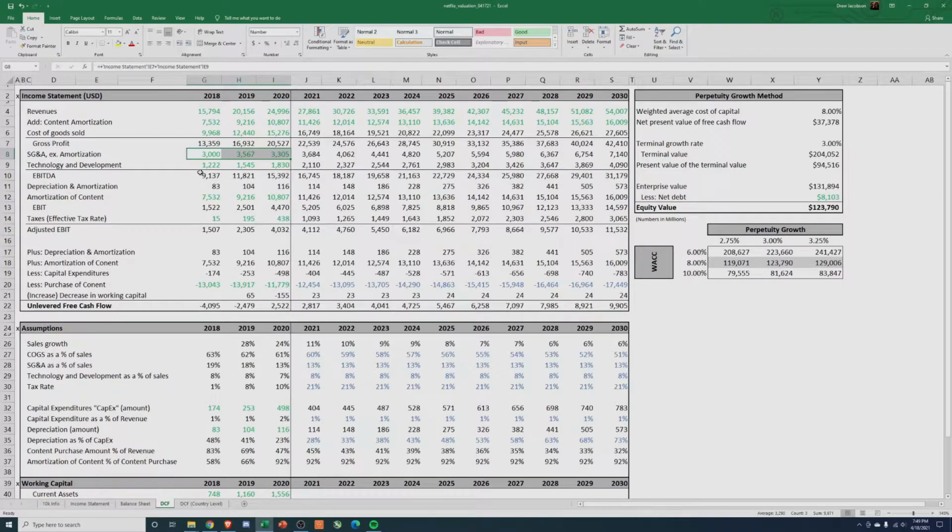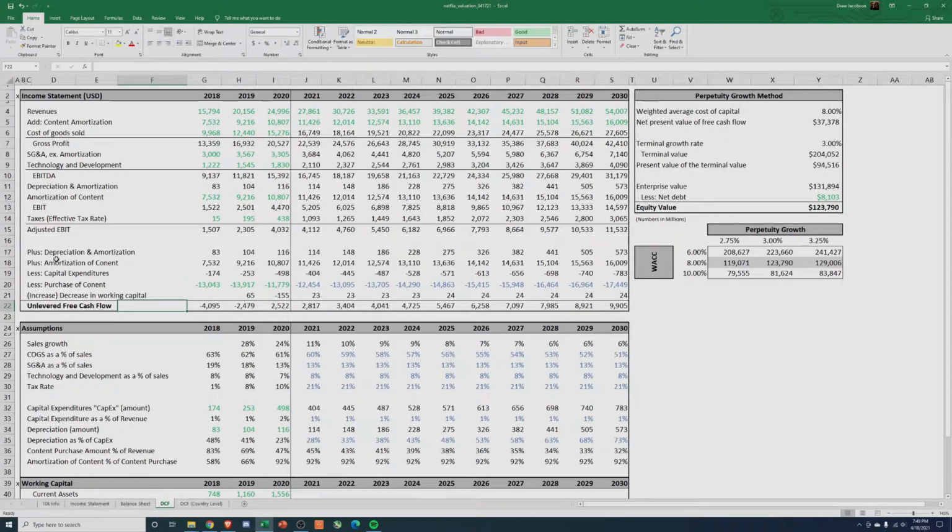And then SG&A, R&D gets you your EBITDA. From there, subtract depreciation and amortization, subtract amortization of content, get you your EBIT, taxes. And then add back D&A, add back amortization of content, subtract CapEx, and then subtract purchase of content, and that's going to get us our cash flow.